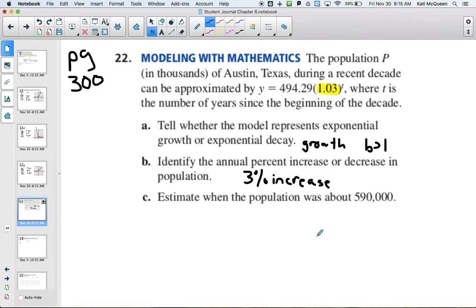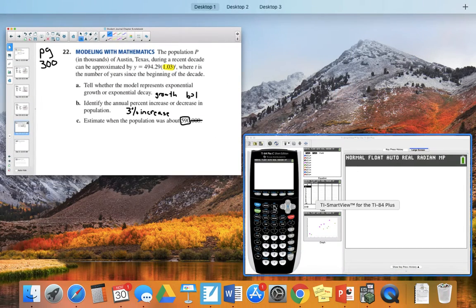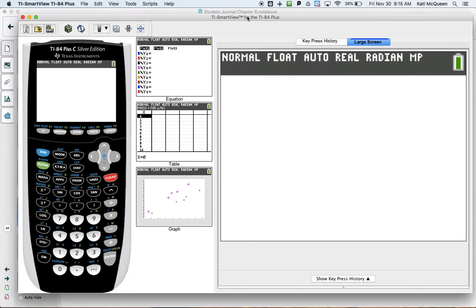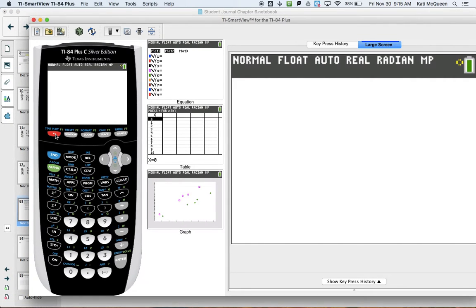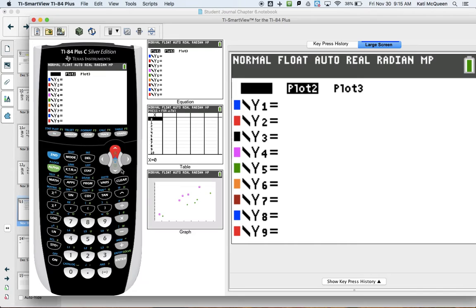Next thing they say is estimate when the population was about 590,000. So notice they say P is the population in thousands. So what I'm actually looking for is just this part. I want to know when this function is 590. So to do this, now they're just saying to estimate. So what we're going to do is plug this into our graphing calculators. So I'm going to go to y equals, and I'm going to type that function into y1.